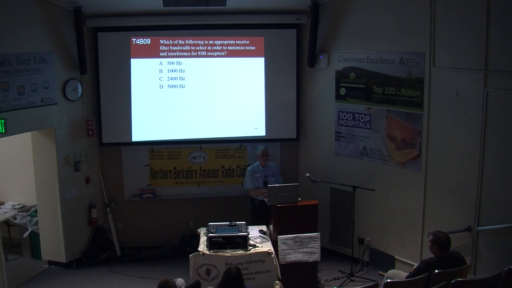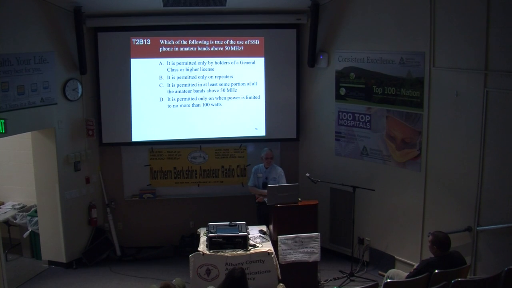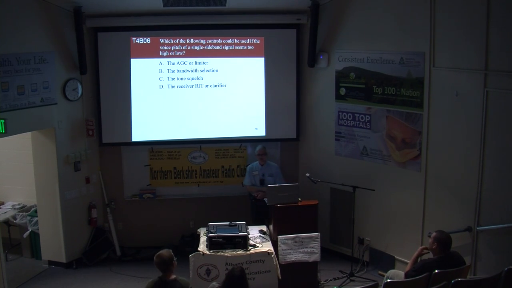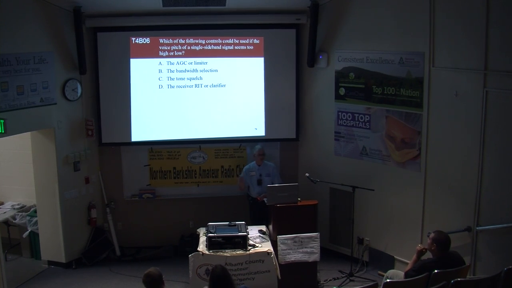Which of the following is an appropriate receive filter bandwidth? I'm gonna skip you right there. Which of the following is true of the use of SSB phone in amateur bands above 50 megahertz? Got an A, and I got a C. Some portion. Remember, you got three tiers of license. You got your technician, general. So technician is kind of like this. General kind of opens up to that, and then the extra is about that much more, and then you get everything.